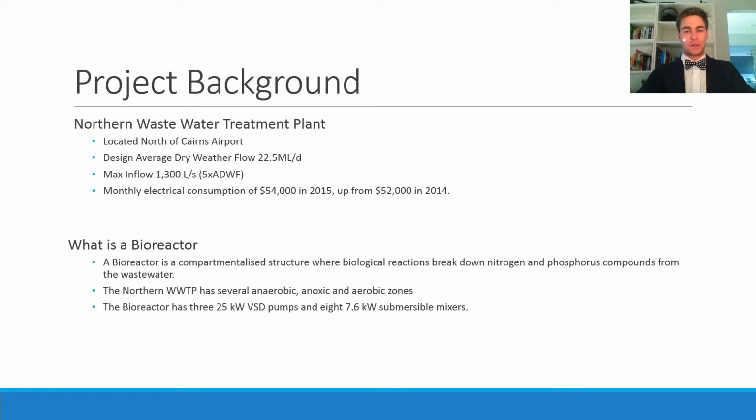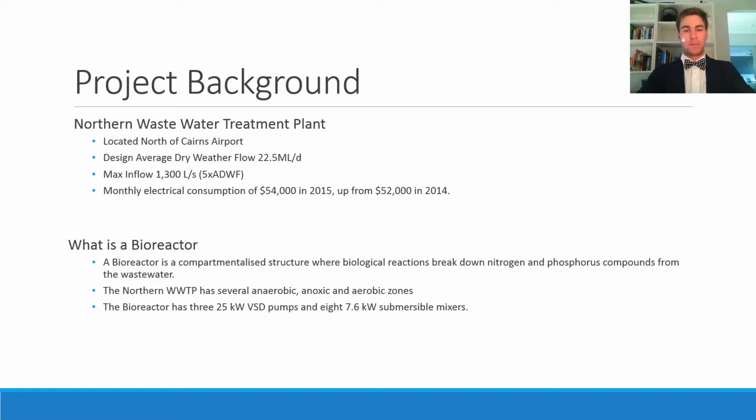The main treatment component of the wastewater treatment plant is the bioreactor. A bioreactor is a compartmentalized structure where biological reactions occur, resulting in the removal of nitrogen and phosphorus compounds. Without this process, discharging wastewater into rivers or the ocean would be detrimental to marine life and/or promote the growth of algae.